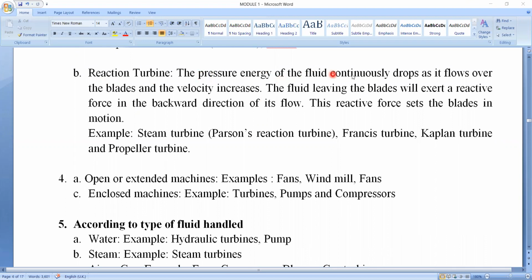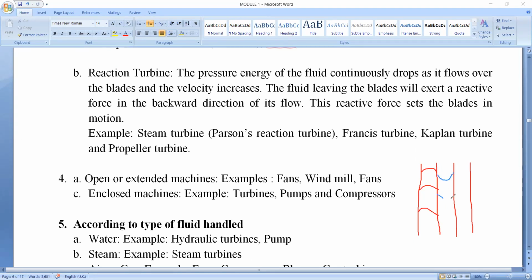The pressure energy of the fluid continuously drops as it flows over the blades, and the velocity increases. Let me tell you here that in case of a reaction turbine, for example, these are the sets of moving blades and fixed blades. In the first, we have a set of fixed blades. These are the fixed blades, and next, these are the moving blades.